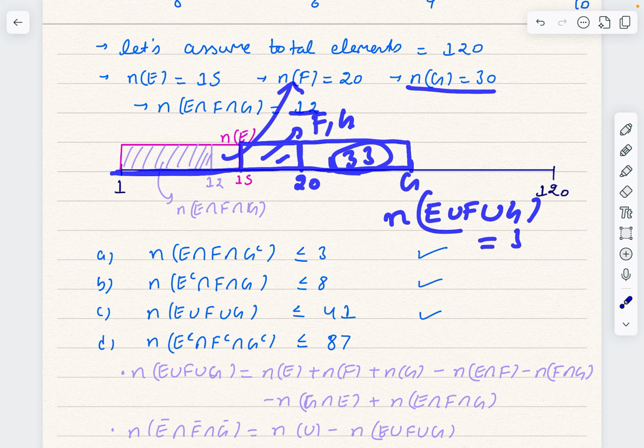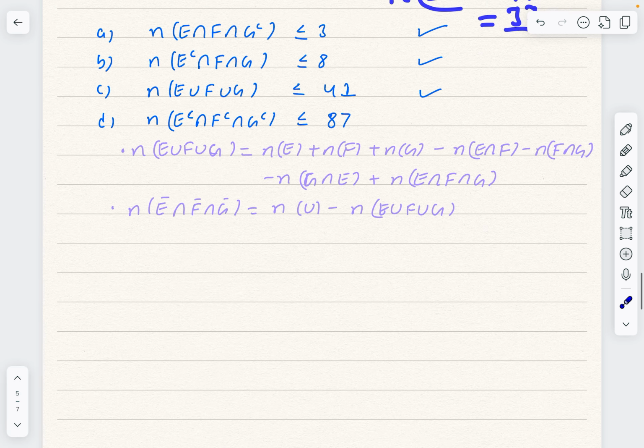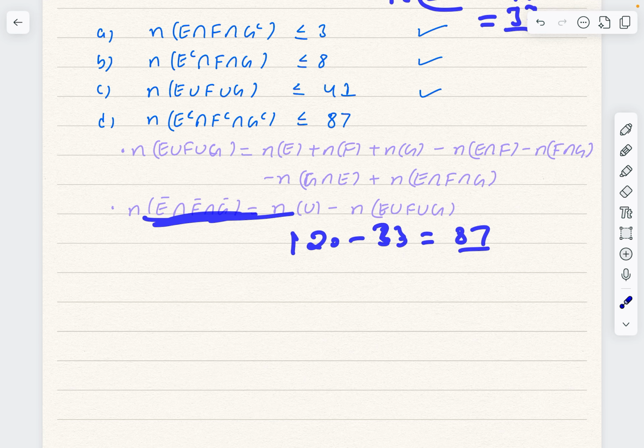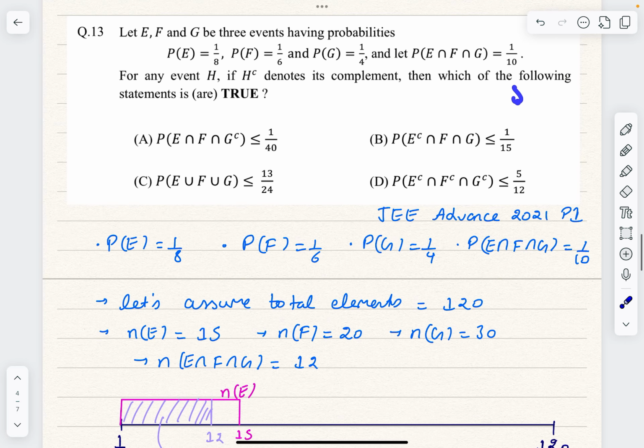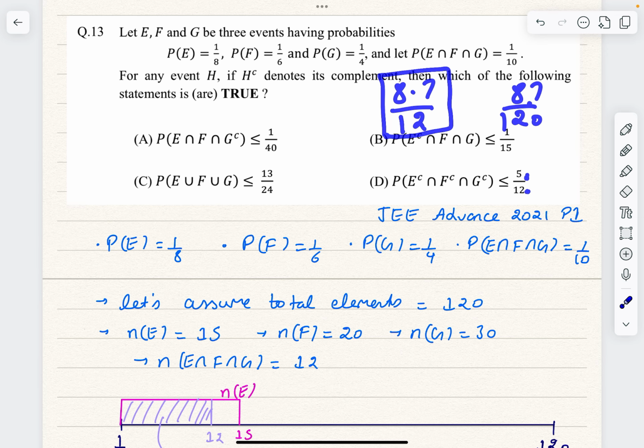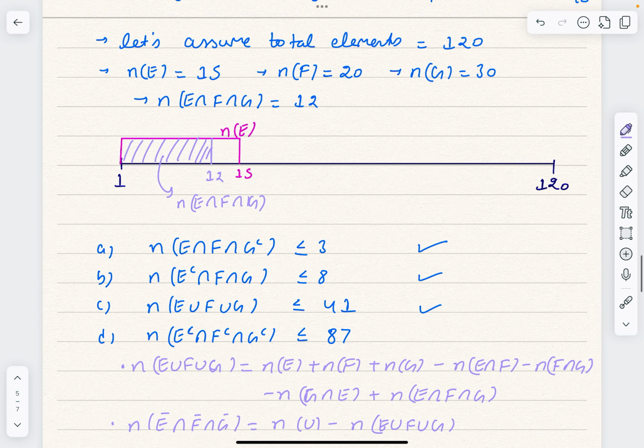So if this minimum is 33, that means the maximum value of this thing will be 120 minus 33, which will be 87. And with 87, when you find the probability, it will be 87 by 120. If you see here, they have been 5 by 12. If I just divide by 10, you get 8.7 by 12. So our maximum value is 8.7 by 12. They have given 5 by 12. That means this is wrong. We can have more than this. Correct answer will be A, B, C, but not D.